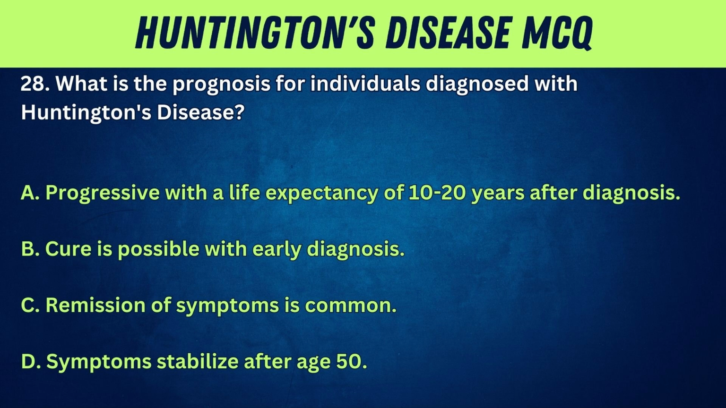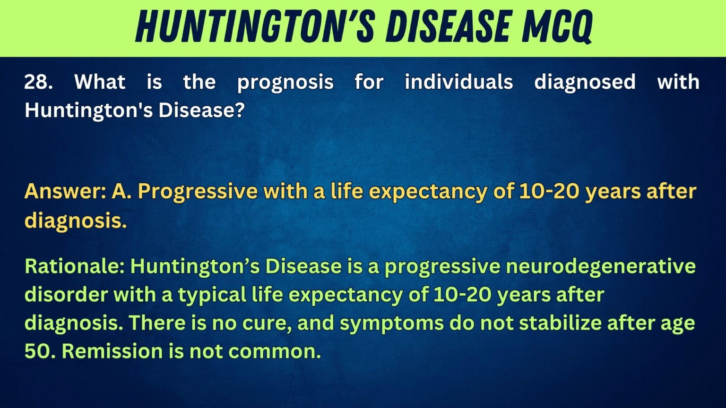28. What is the prognosis for individuals diagnosed with Huntington's disease? A. Progressive with a life expectancy of 10 to 20 years after diagnosis. B. Cure is possible with early diagnosis. C. Remission of symptoms is common. D. Symptoms stabilize after age 50. Answer: A. Progressive with a life expectancy of 10 to 20 years after diagnosis.